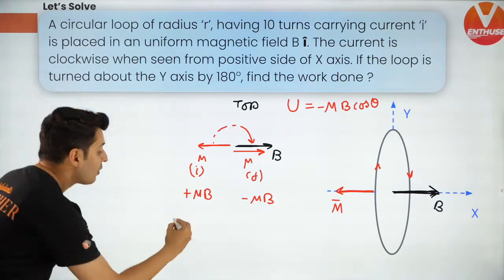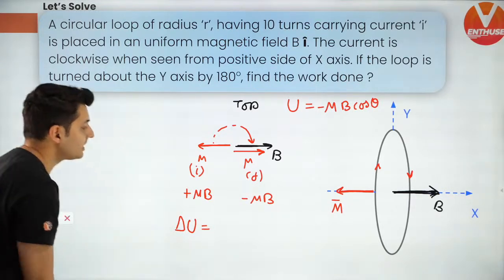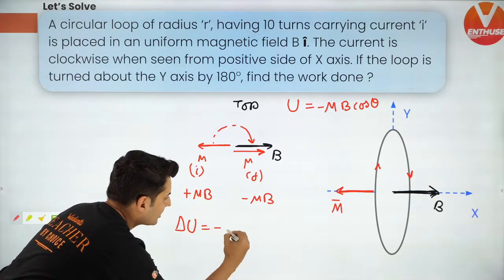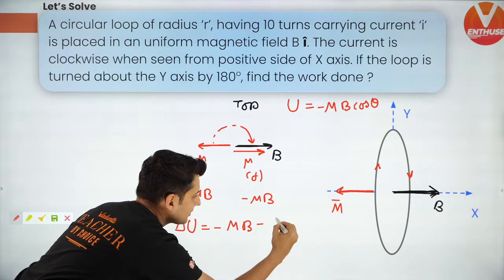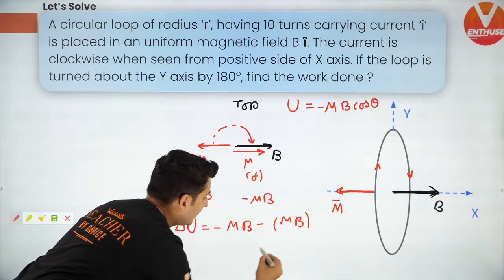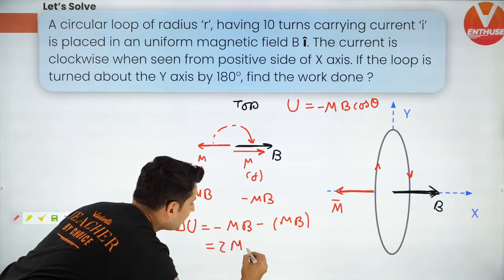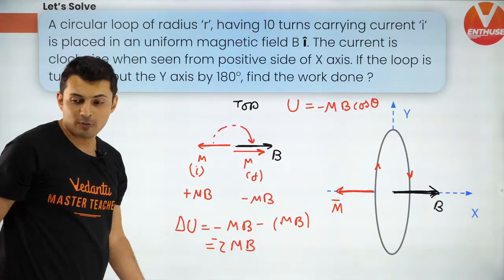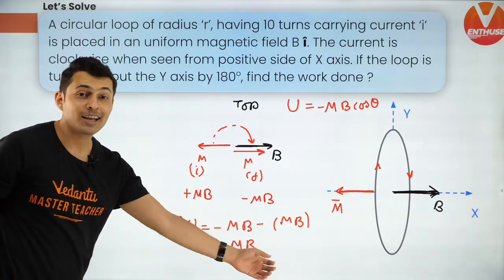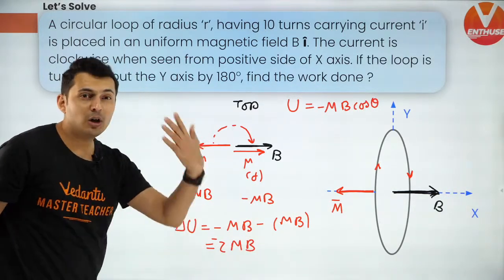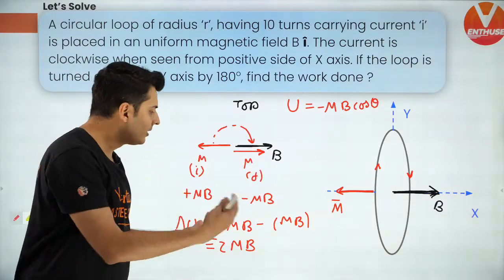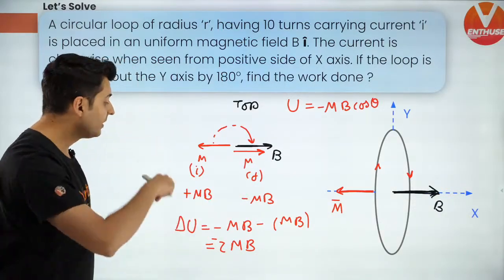So guys, what is the change in the potential energy? Final minus initial. Minus MB minus MB, which will be how much? 2 MB with a negative sign. Minus 2 MB. Very interesting. So the change is 2 MB. A lot of people forget that minus sign and they think, oh, it is MB here, it is MB there, the difference is 0. No, the difference is 2 MB.